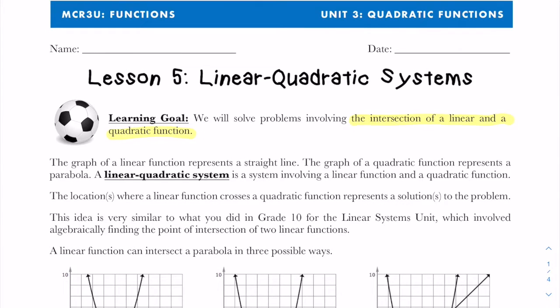Recall, the graph of a linear function represents a straight line. The graph of a quadratic function represents a parabola. A linear quadratic system is simply a system involving both a linear function and a quadratic function.